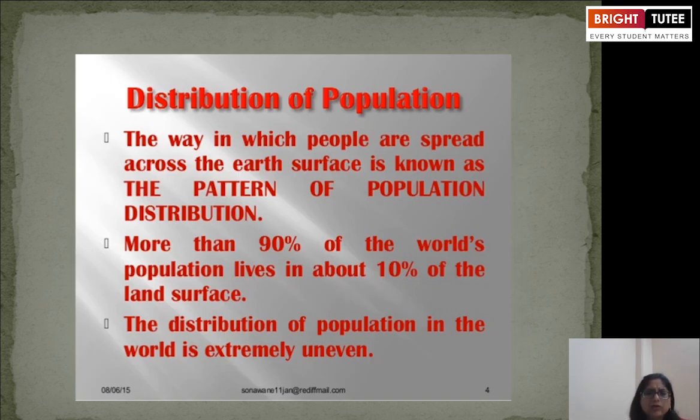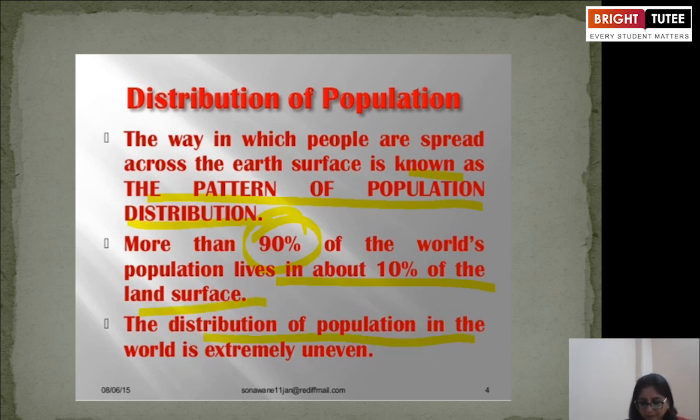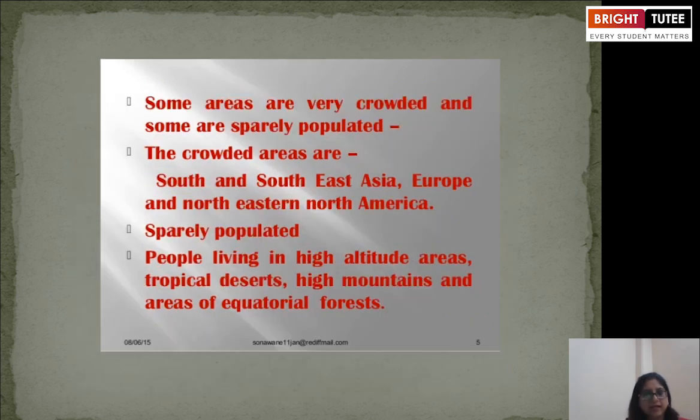Now, the distribution of population, as you saw in the graph as well, the way in which people are spread across the earth is known as the pattern of population distribution. And more than 90% of the world's population lives in about 10% of the land surface. The distribution of population in the world is extremely uneven, as I have already told you. Some areas are very crowded and some are sparsely populated.